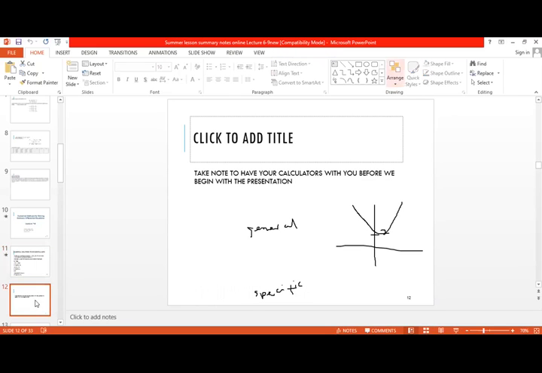Yeah, so before we proceed, try and get your calculators with you. Okay, then we continue with the presentation. Make sure you have your calculators with you, and then we continue with the presentation.